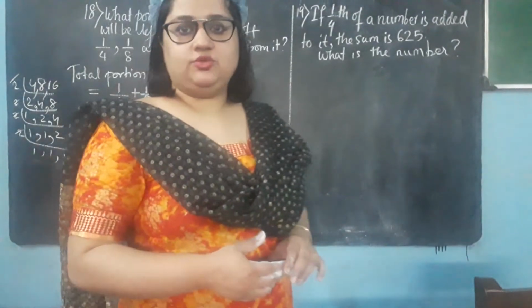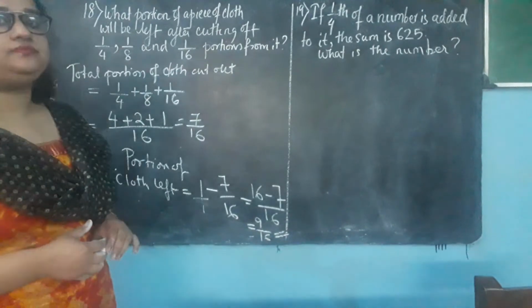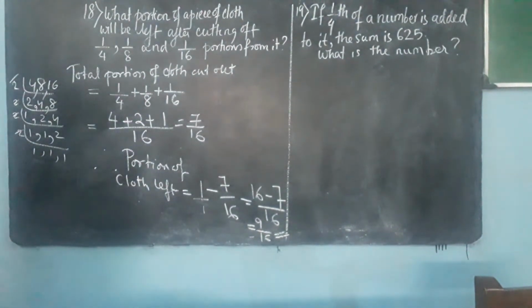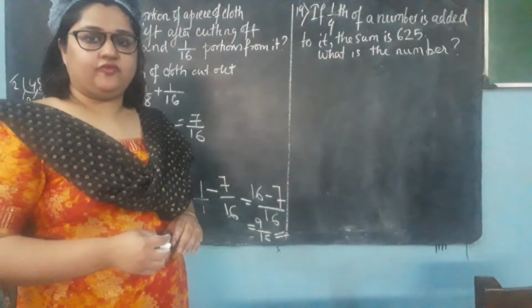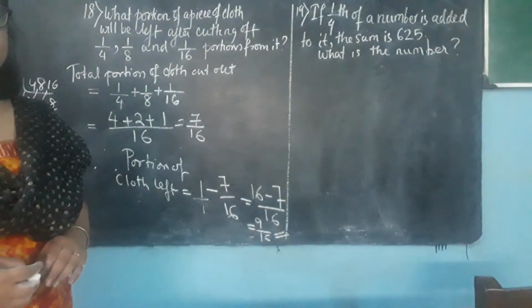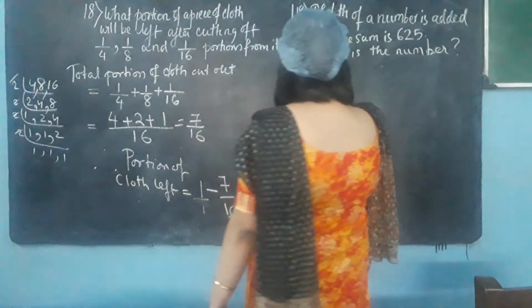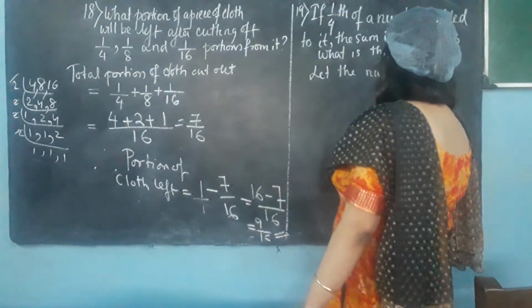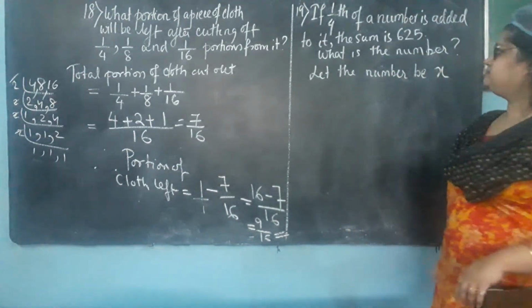Now we are going to sum number 19. What is given? If 1/4 of a number is added to it, the sum is 625. What is the number? So the number is unknown to you. So what will you take? Let the number be x. You don't know the number.